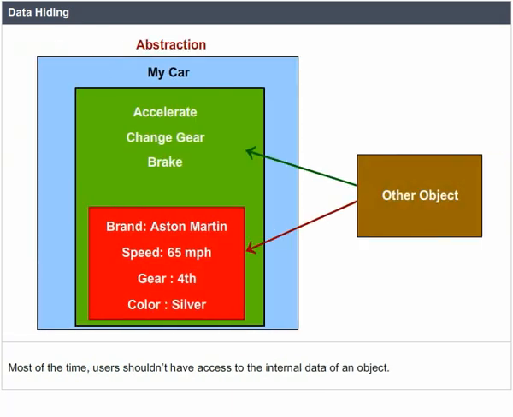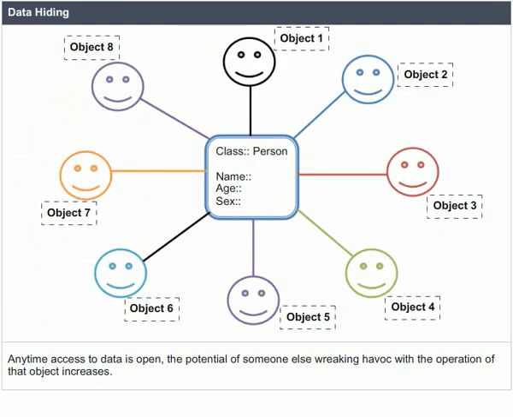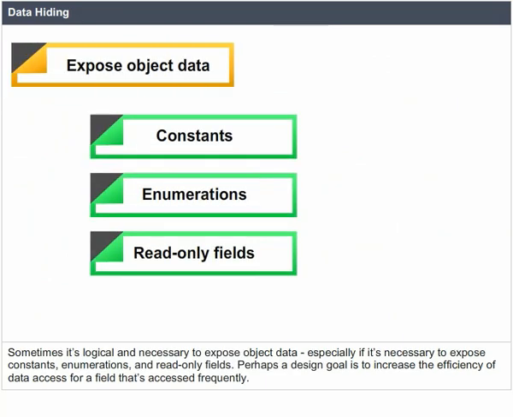Data represents the state of an object, and an object normally has full control of its own state to ensure consistency. Anytime access to data is open, the potential of someone else wreaking havoc with the operation of that object increases. Sometimes it's logical and necessary to expose object data, especially constants, enumerations, and read-only fields. Perhaps the design goal is to increase the efficiency of data access for a field that's accessed frequently.